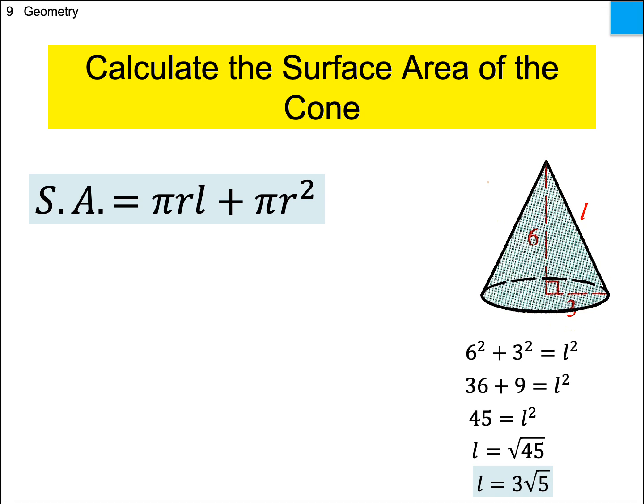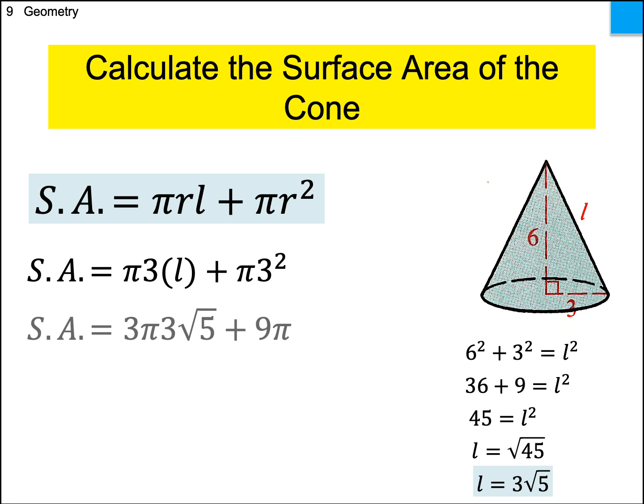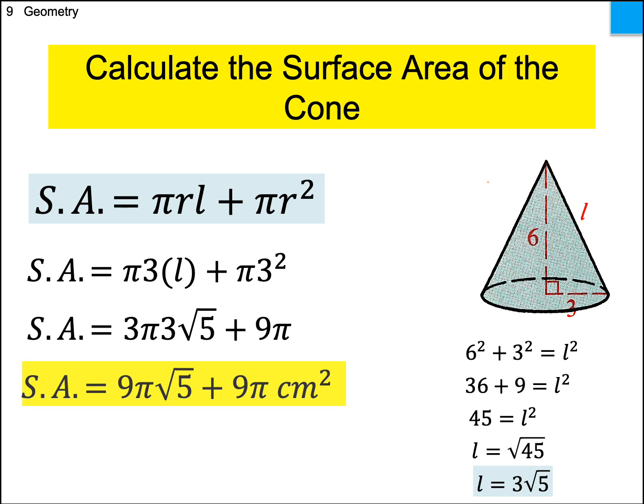So now I'm going to plug in 3 root 5 for L and 3 for R, and then just simply do the math. Okay, let's see. 3 times 3 is 9. Notice I'm not doing anything with pi. It's not a very satisfying answer when we don't multiply by 3.14, but it is the answer. Make sense? All right, if you need to rewind and play that again, please do.